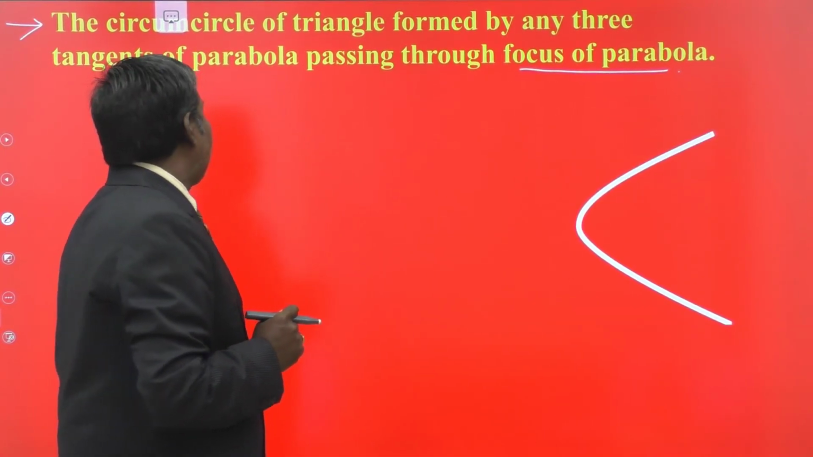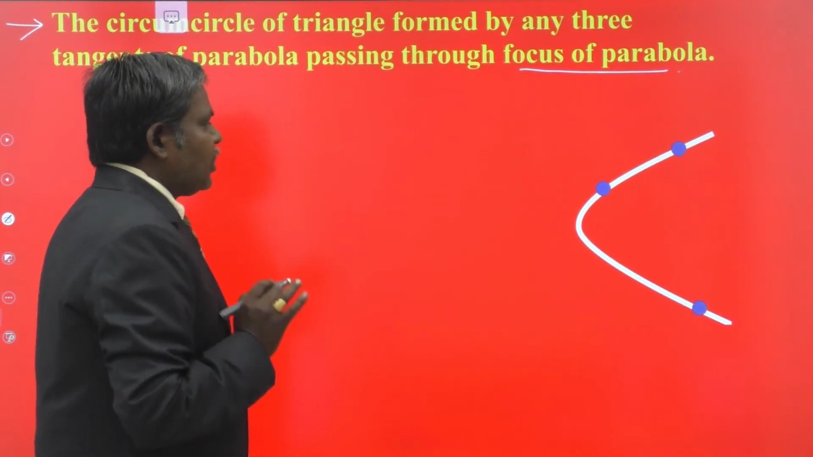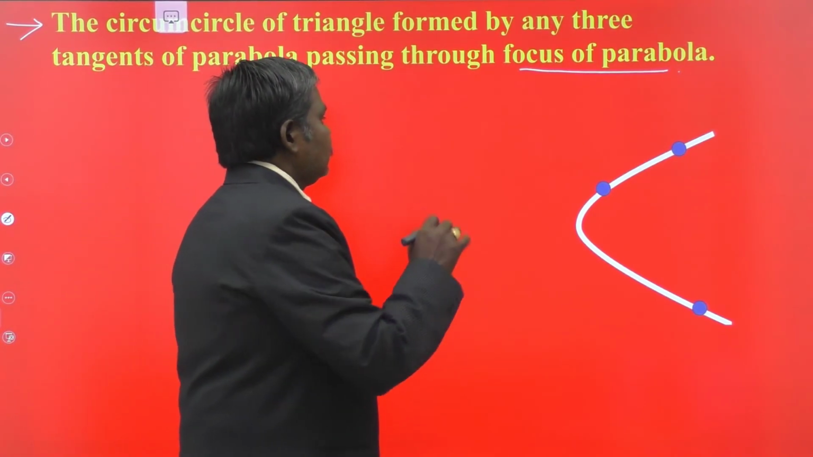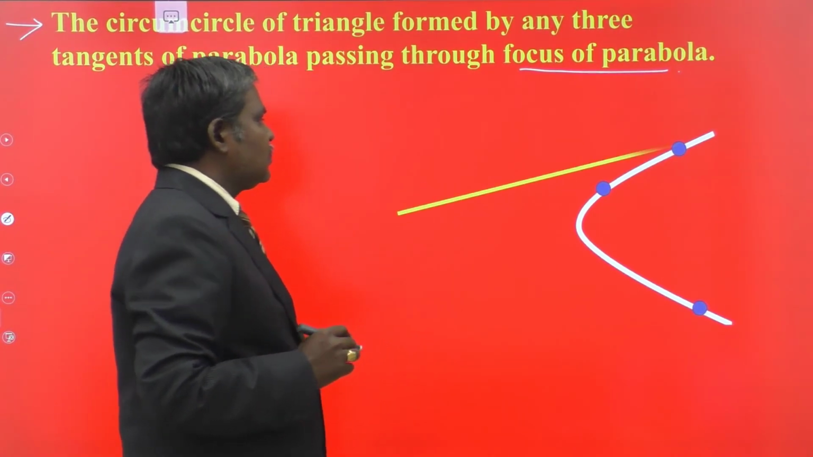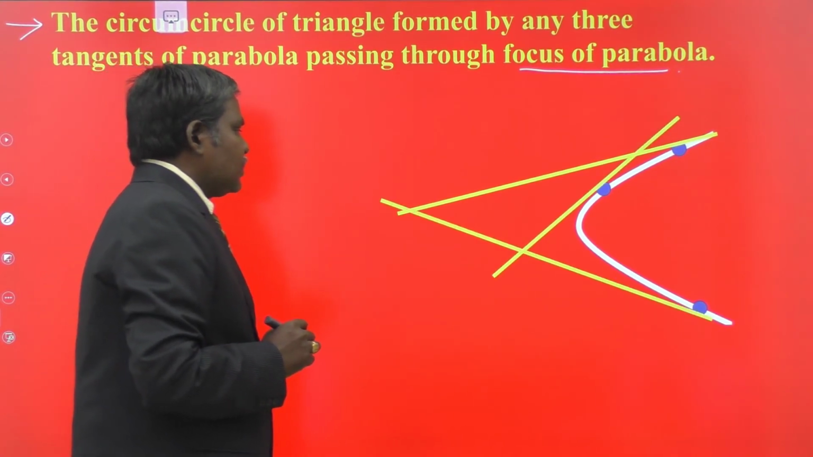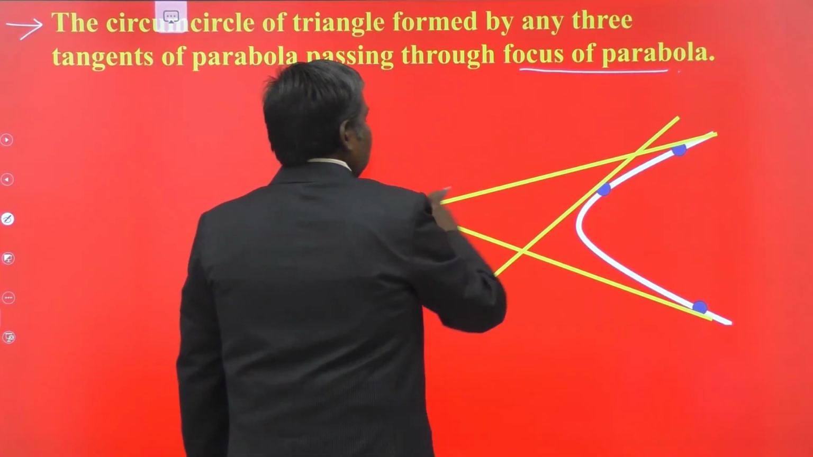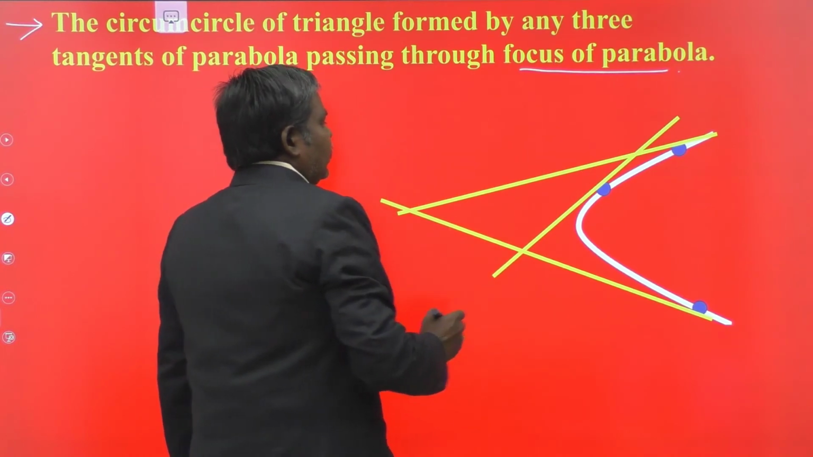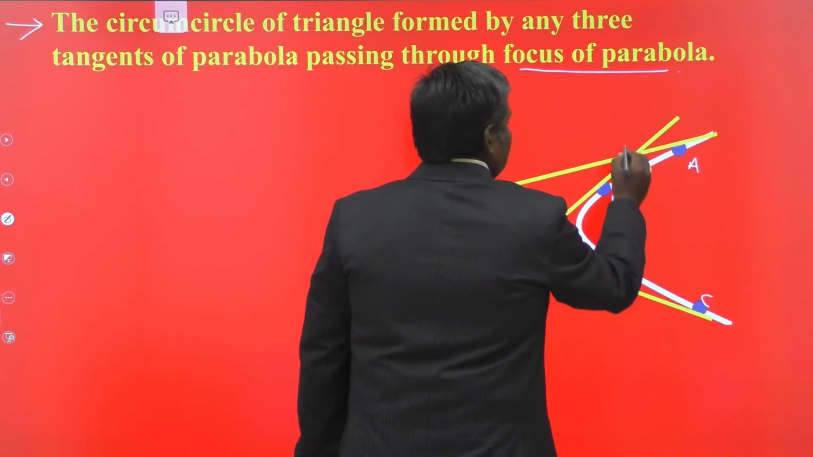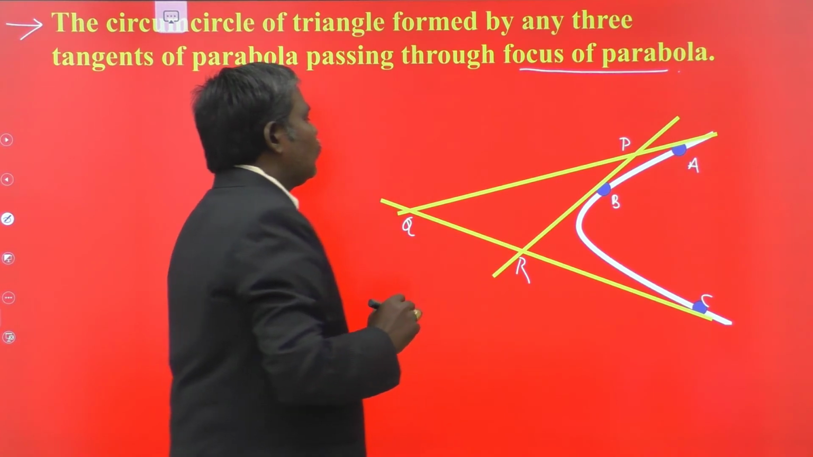This is my parabola, y square is equal to 4ax. These are the 3 points on the parabola. So let us try to form a triangle by drawing the tangents at those points. This is the tangent, this is another tangent, and this is the third tangent to the parabola drawn at this point. So this is my triangle. Suppose these are the points A, B, C, and these are the points of intersection P, Q, R. This is my triangle.